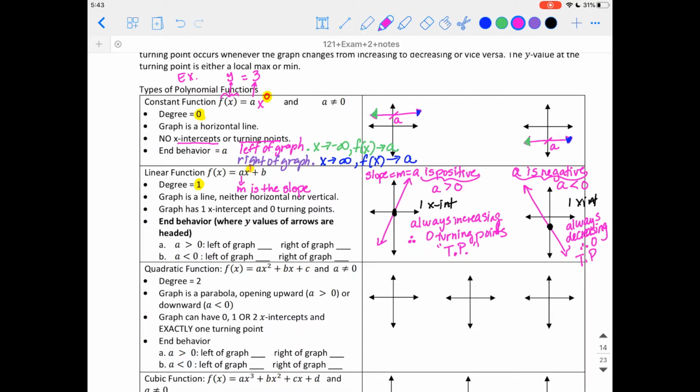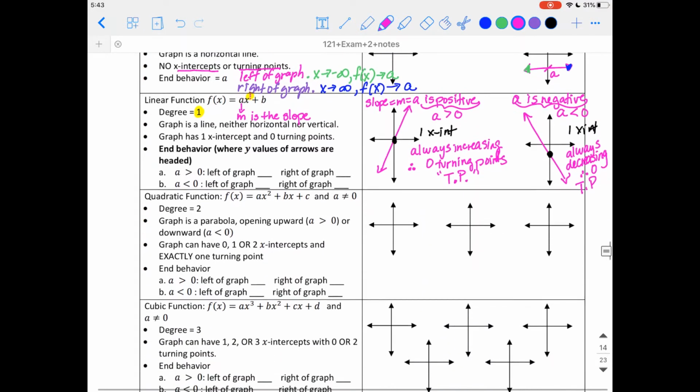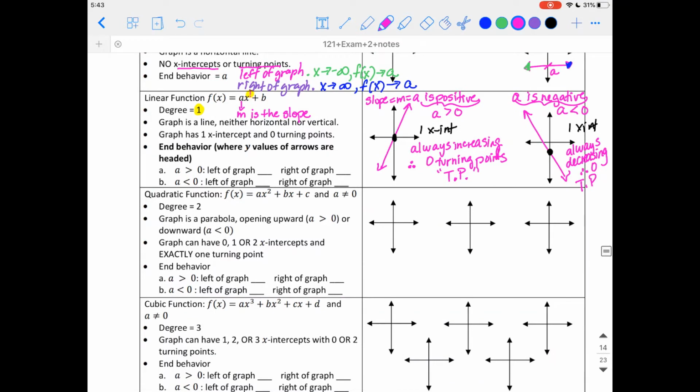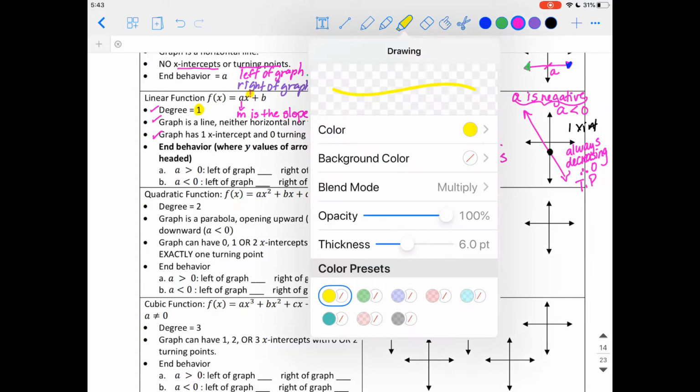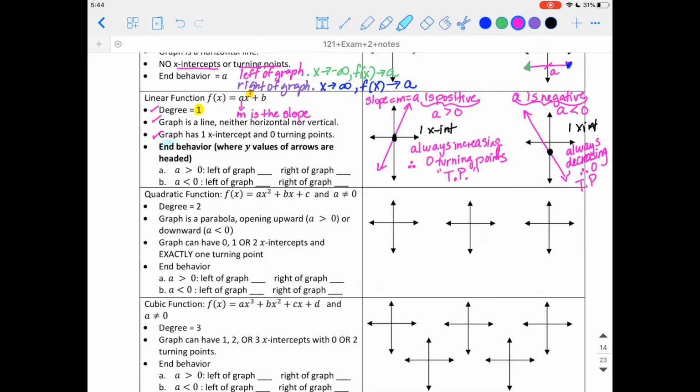The next one. Oh, well, not quite yet. So hang tight. So let's see, we did the degree, we did that the graph is a line, it has 1 x-intercept, and it has 0 turning points. Now the end behavior. This is going to be new. This is a brand new concept. You've never seen it before. End behavior is where the y values of the arrows are headed.